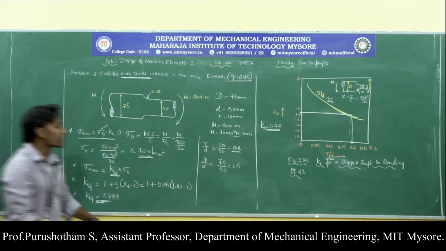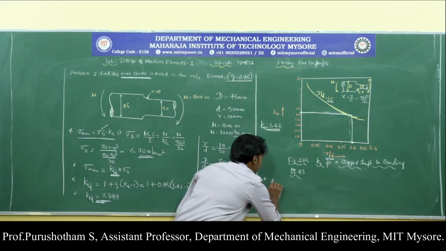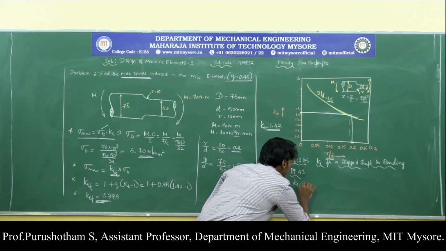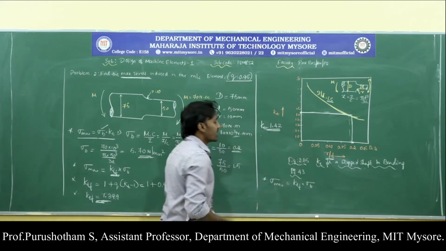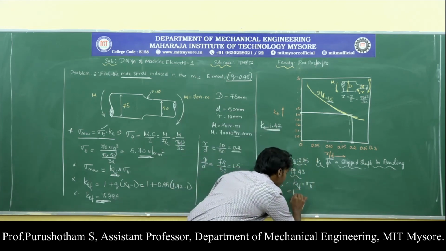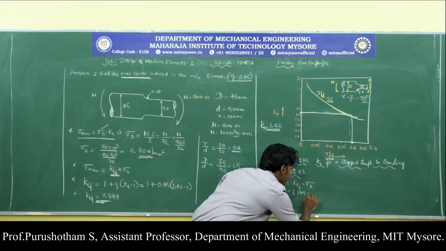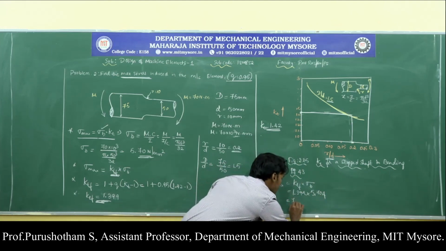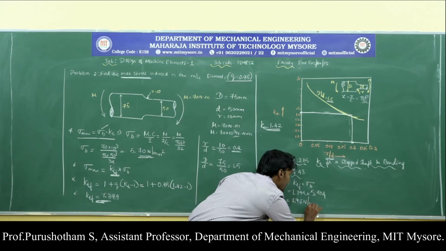If you simplify this, then you will get 1.399. Now we are going to find out the maximum stress induced, that is sigma max, which is equal to KTF into bending stress. Now KTF value is 1.399, bending stress is 5.704. If you simplify this, then you will get 7.98 Newton per millimeter square.